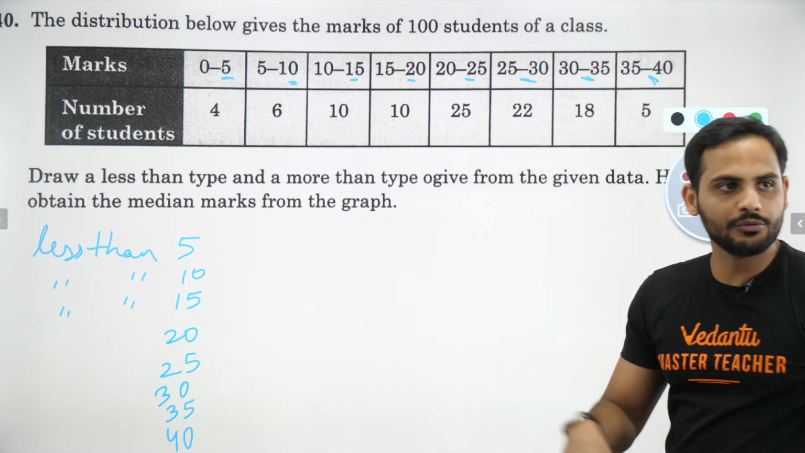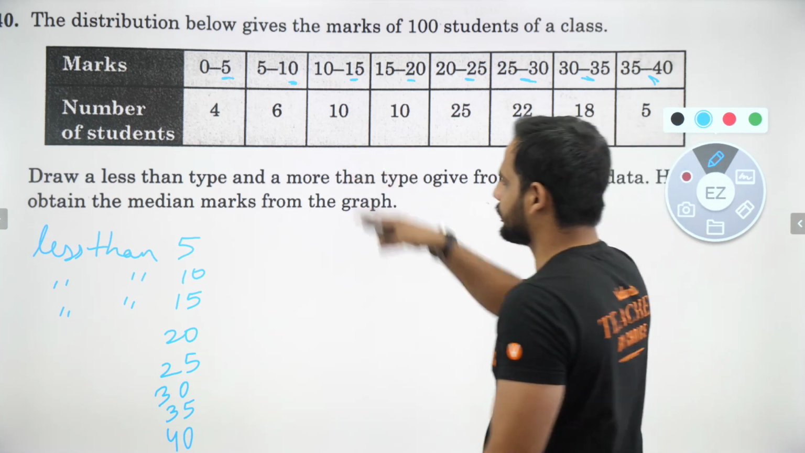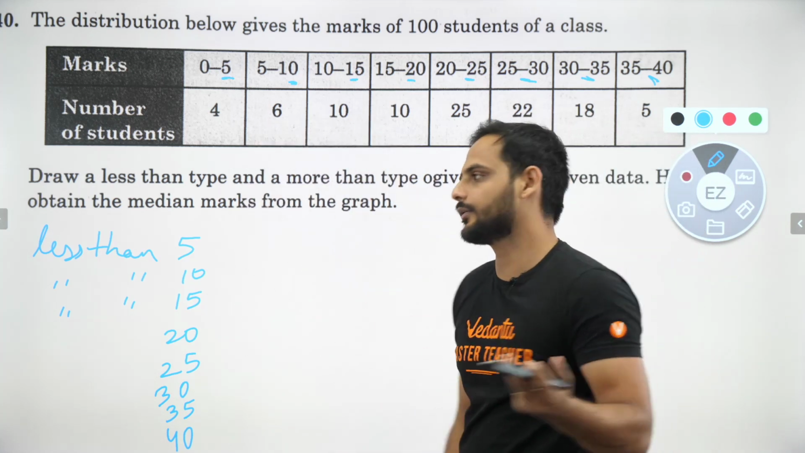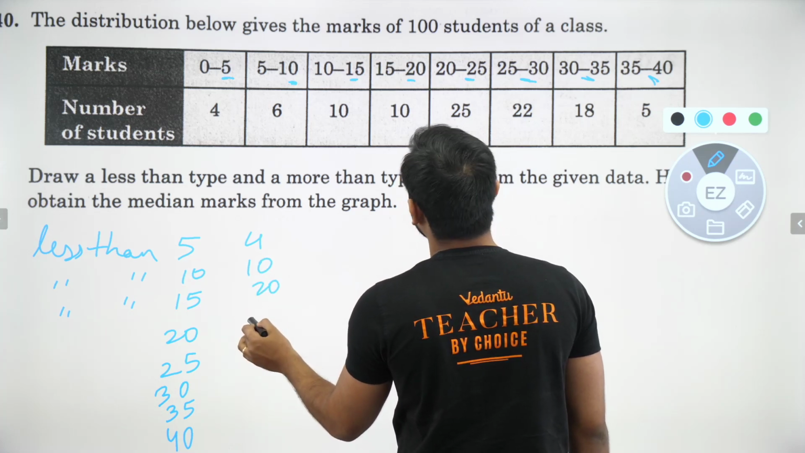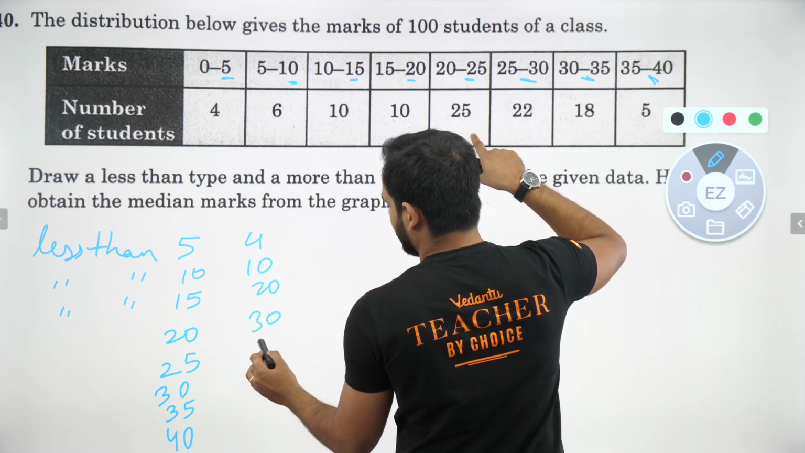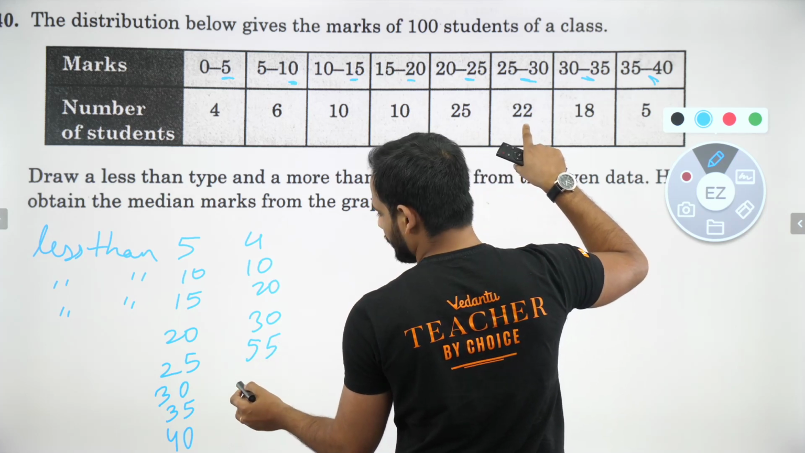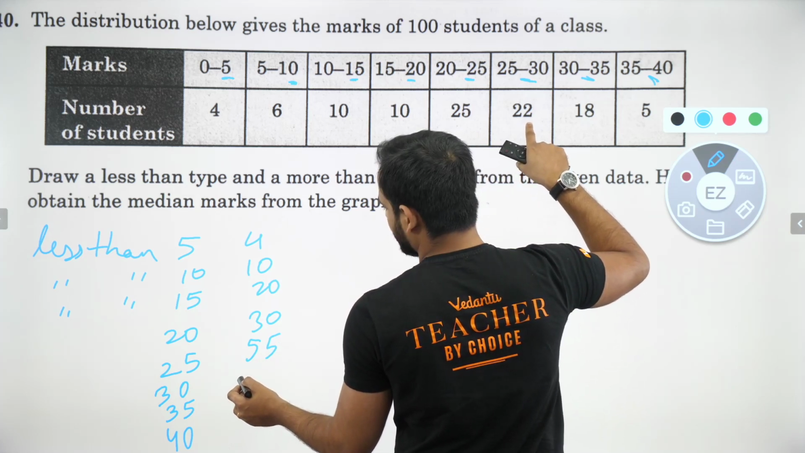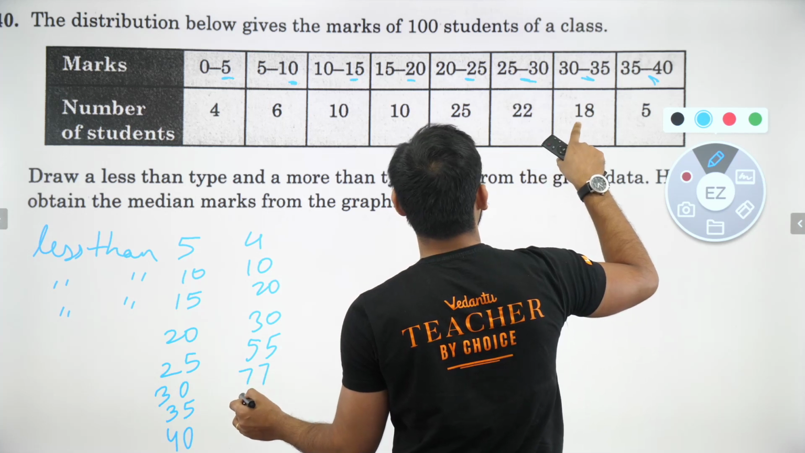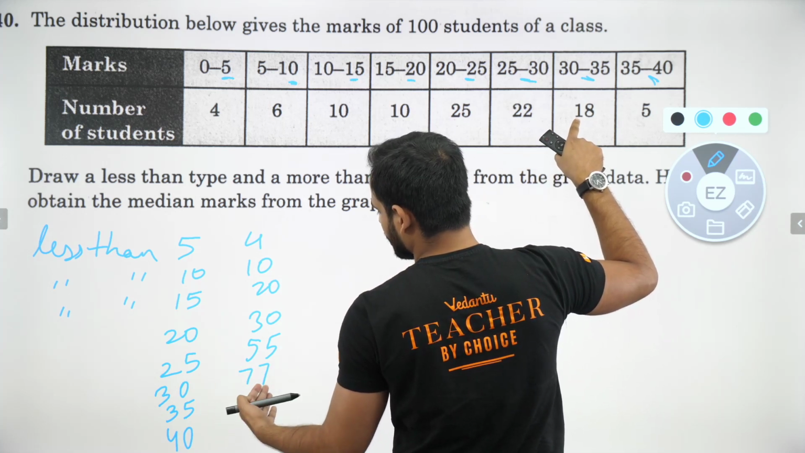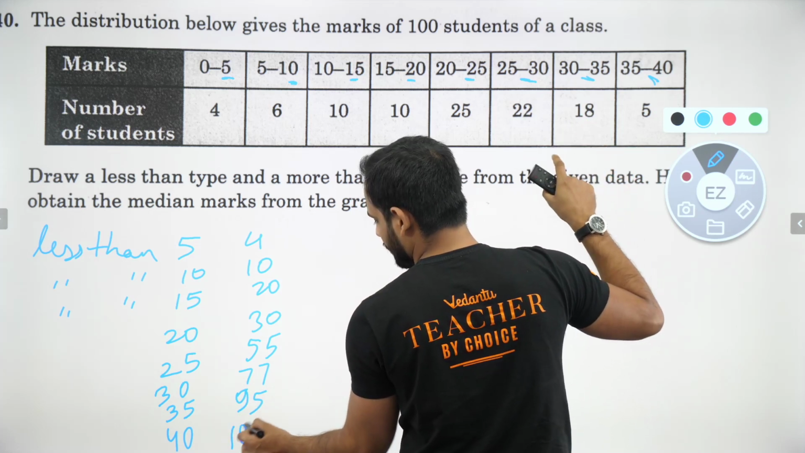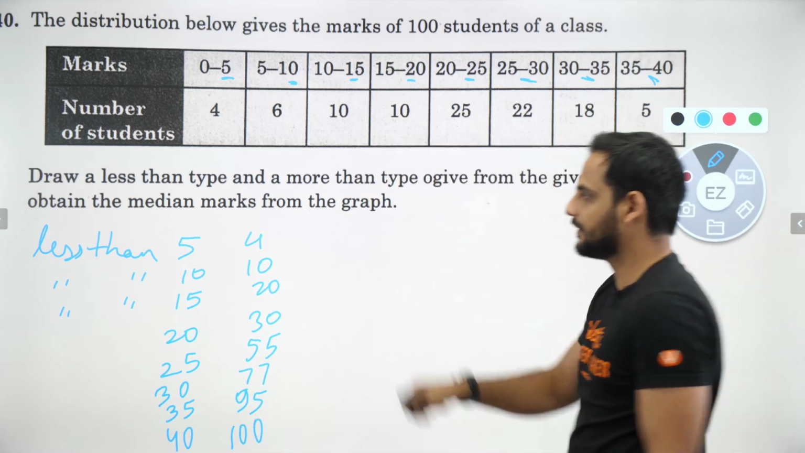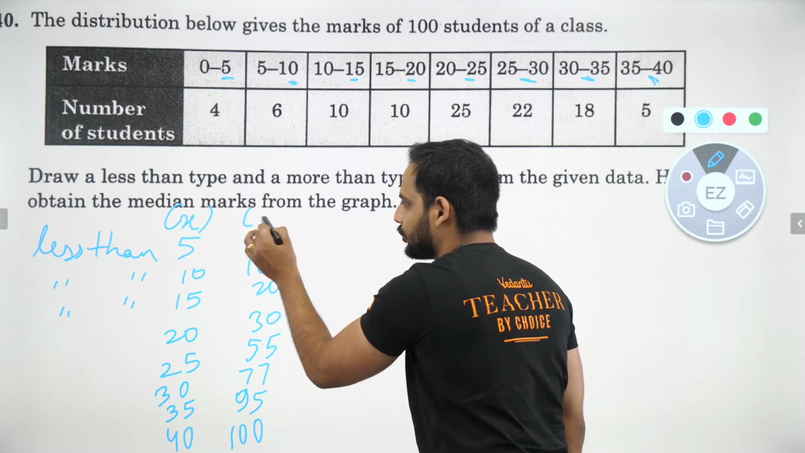Okay. Now the cumulative frequency, how do you get it? You get it by the normal cumulative frequency method: 4 plus 6, 10; 10 plus 10, 20; 20 plus 10, 30; 30 plus 25, 55; 55 plus 22, 77; 77 plus 18, 95; and 95 plus 5, 100. Okay, this is the less than type. Now this is going to be your x coordinate, and this is going to be your y coordinate.